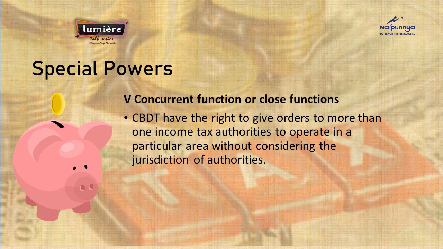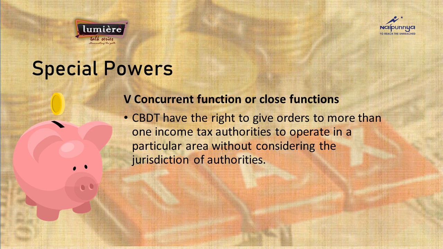And the next one is concurrent function or close function. Here the CBDT will appoint more than one income tax authority to operate in a particular area irrespective of the jurisdiction. So two or more different authorities can function in a particular area without considering the jurisdiction of the authorities. That is known as concurrent function or close function. So CBDT has special power to appoint more authorities without considering the jurisdiction.